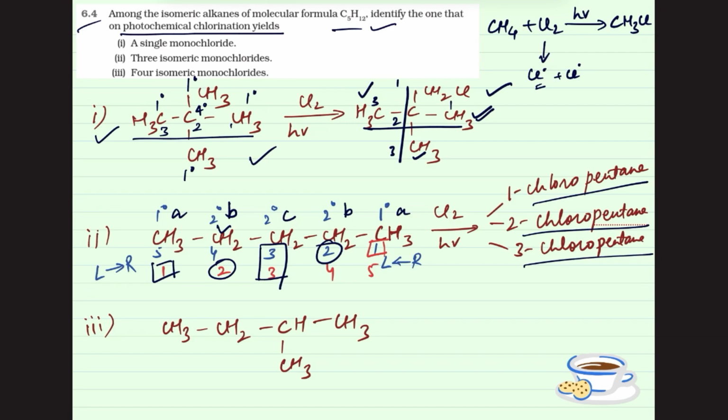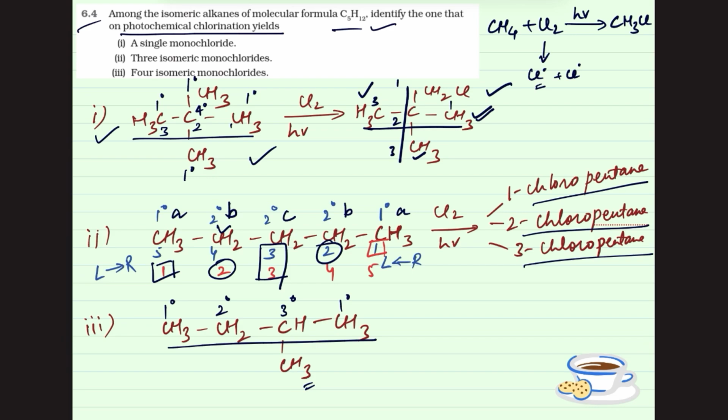4 isomeric monochlorides. For that, 4 different types of carbon will be required. Now here in this isomer, this is the primary carbon, this is the tertiary carbon, this is the secondary carbon, this is again the primary carbon. A methyl branch is present on this carbon chain. So the longest chain will be selected and locator numbers will be given to the chain so that the carbon containing the methyl group gets the lowest locator number.